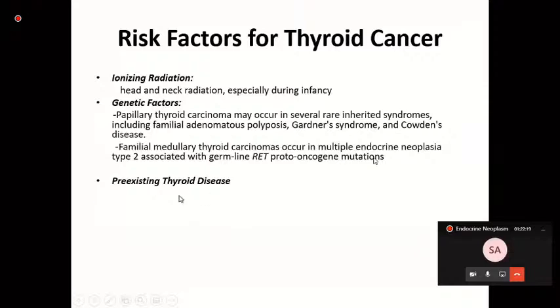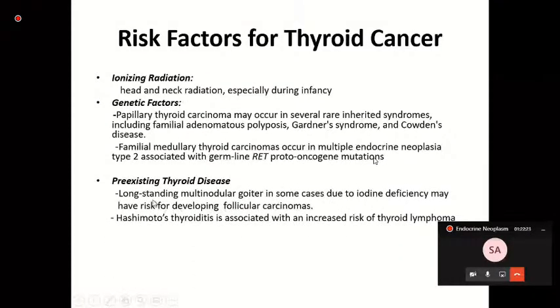Okay. Also, pre-existing thyroid disease, like we said, long-standing multinodular goiter may lead to the development of thyroid carcinoma. Hashimoto's thyroiditis also leads to thyroid lymphoma. Okay. Understood these risk factors?